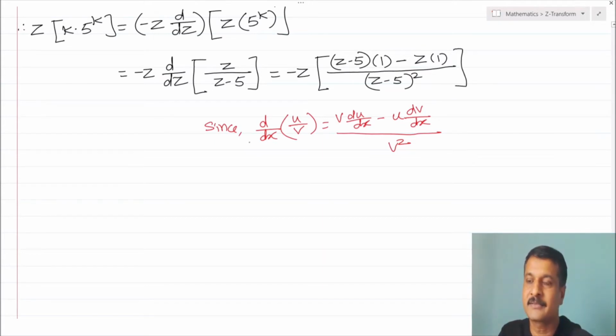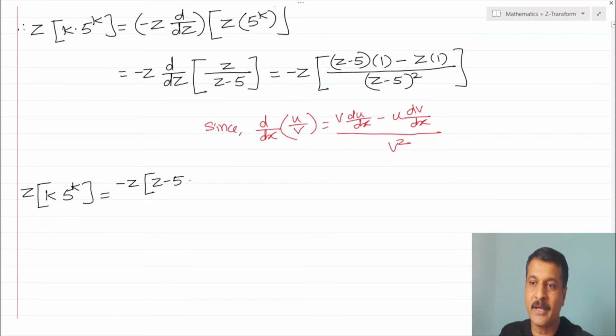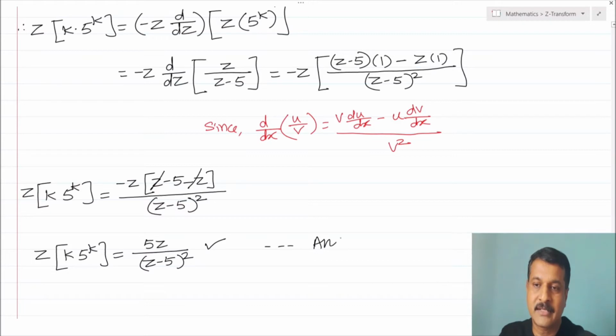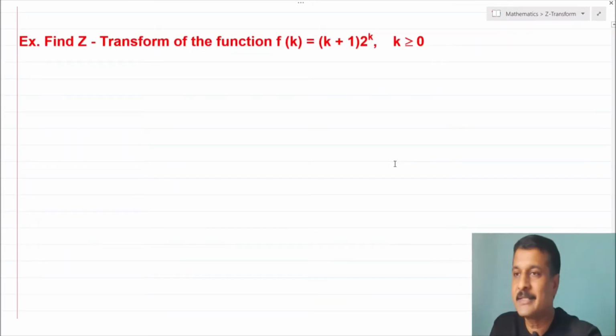Simplify this. Z transform of k into 5 raised to k equals minus Z times Z minus 5 minus Z, whole divided by Z minus 5 whole square. The plus Z and minus Z get cancelled, and I get Z transform of k into 5 raised to k equal to minus minus plus, it is 5Z upon Z minus 5 whole square, which is your required Z transform.